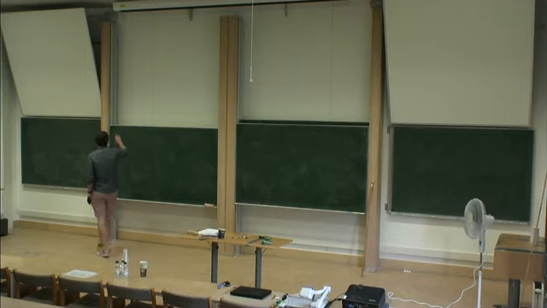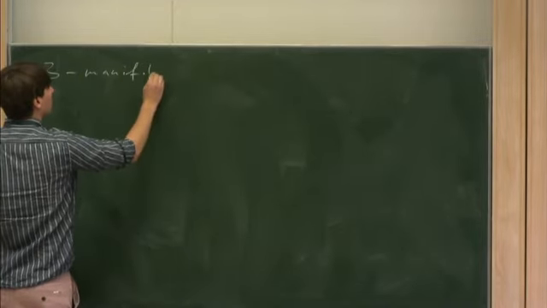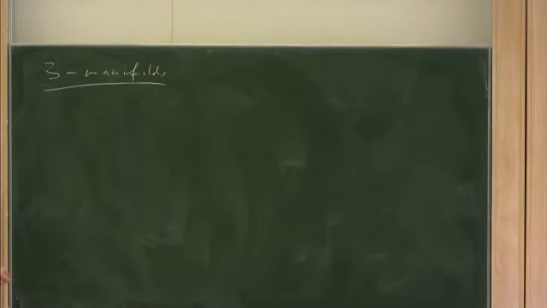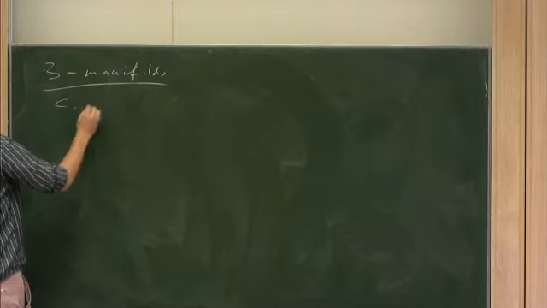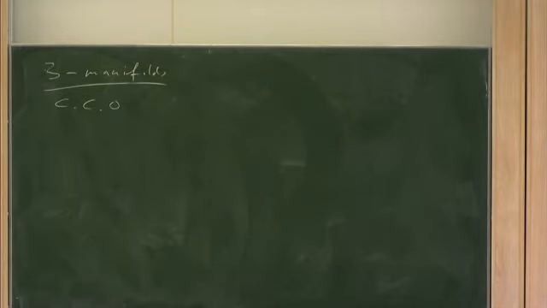So I wanted to start with a quick discussion of three manifolds. In particular, hyperbolic ones. So my manifolds will be closed, connected and oriented. Okay, so we want to talk about three manifolds. So I guess the first question that comes to mind is how do I make a three manifold?